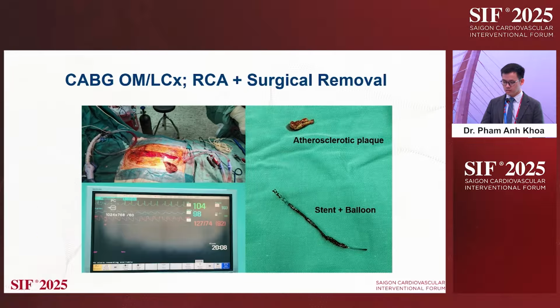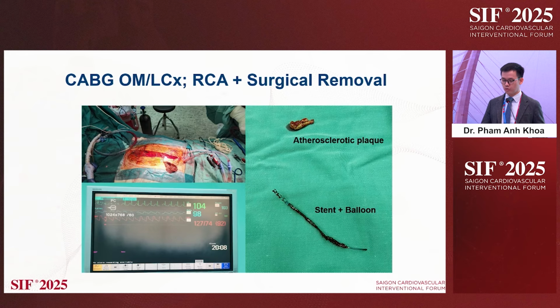So this is the result of the stent and the balloon. The balloon trapped the stent, and you can see that when the surgeon pulls the balloon out, the stent will go with the balloon, along with a small atherosclerotic plaque at the top of the picture. And this is the hemodynamics, the blood pressure, after we finished the operation.